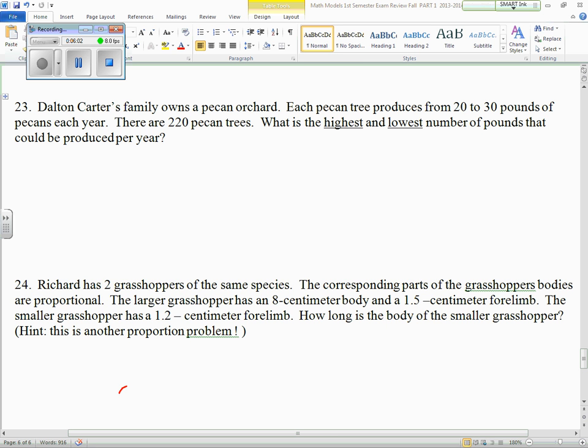That makes more sense. Each tree produces 20 to 30 pounds, and there are 220 trees. What's the highest and lowest number of pounds that could be produced? Let's say each tree produces only 20. If each tree only produced 20 pounds, then that would be our minimum amount that we could expect for the season, which would be what? Okay. That'd be minimum. Okay. Bad year.